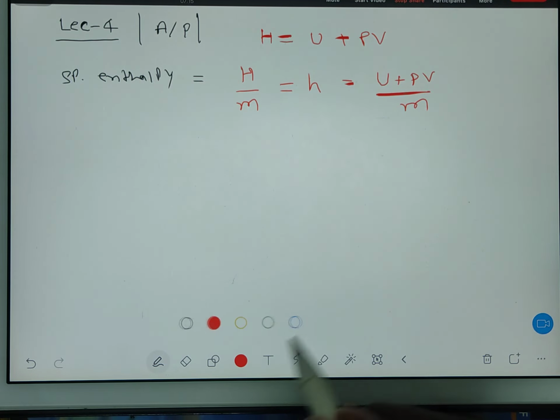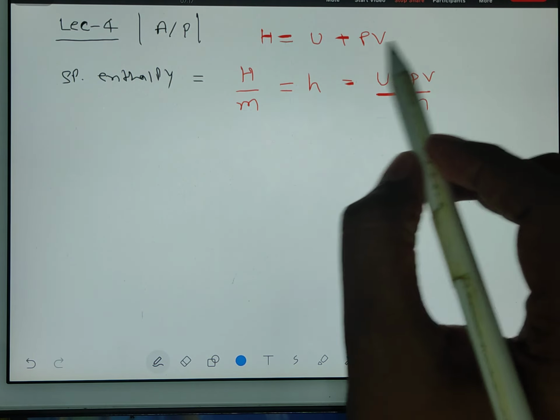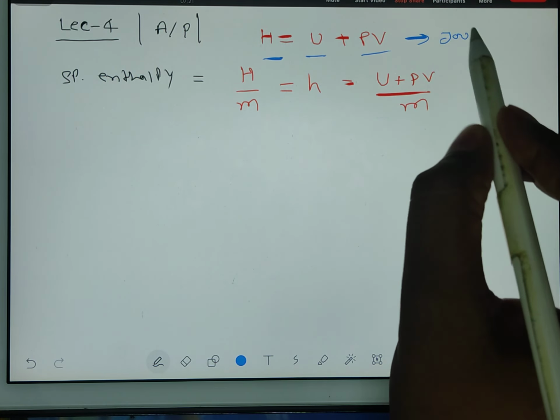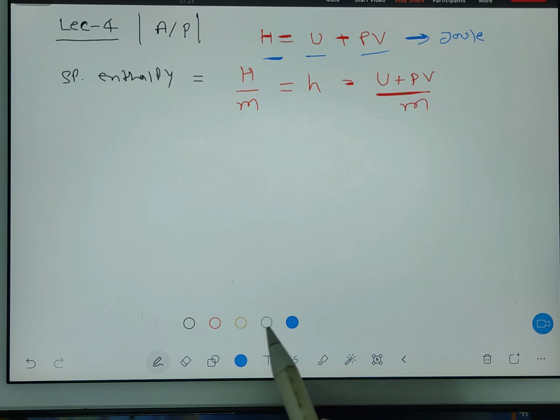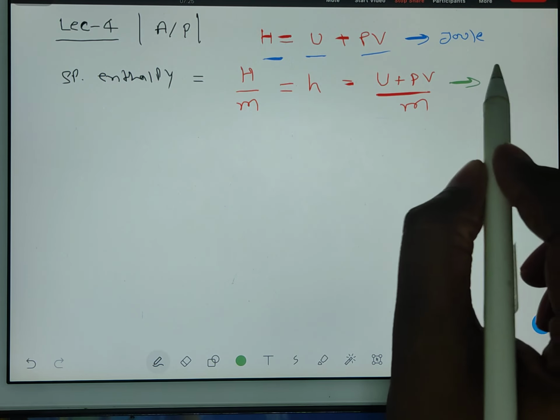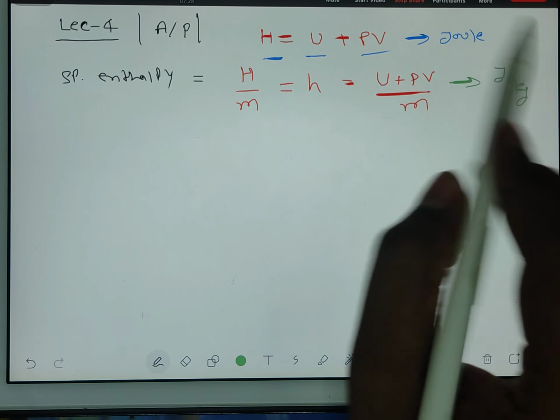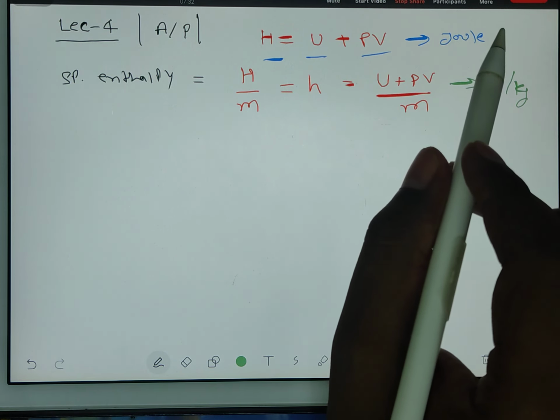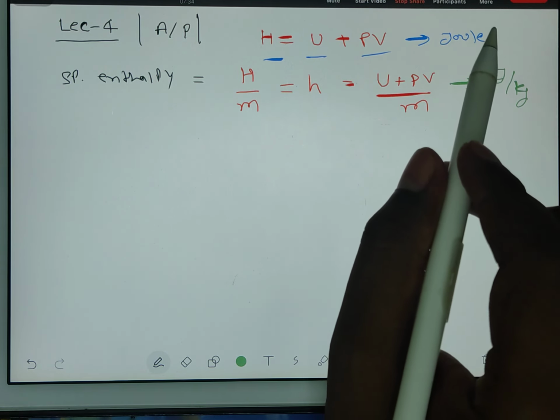Okay, so if you bother about the unit, here, here and here, everywhere your unit is joule, that is SI unit, but in this case your unit is joule per kg. So this is a very basic difference between specific enthalpy and total enthalpy.